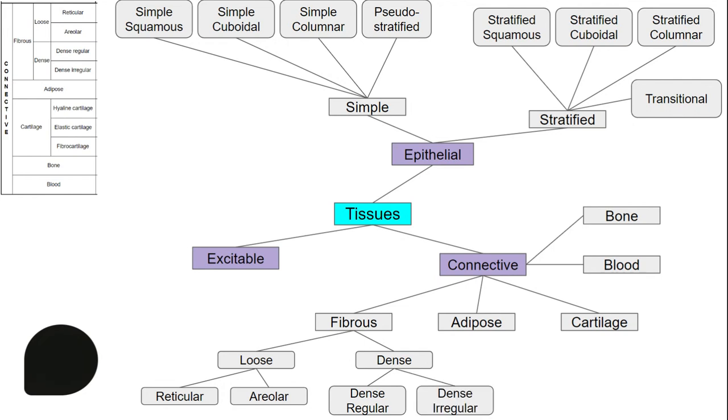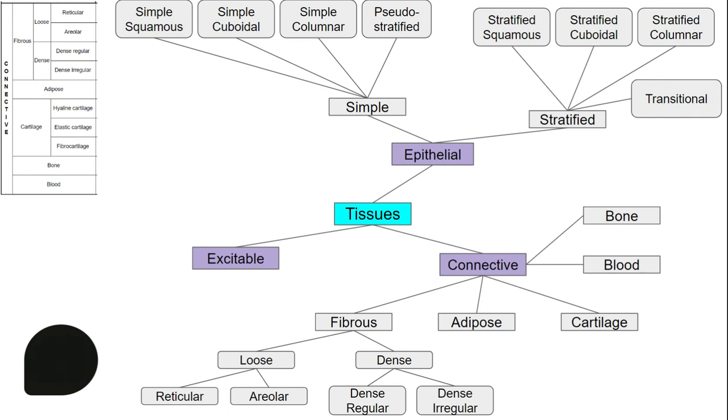Then we have dense irregular, also very strong, but because it has an irregular sort of pattern to it, the fibers in it don't all run the same direction. This is going to be also very strong, but in a different way. It resists tears and abrasion. So this is why we have dense irregular connective tissue in parts of our skin, underneath our skin, and in the capsules that surround our organs.